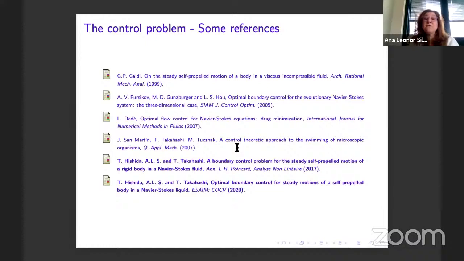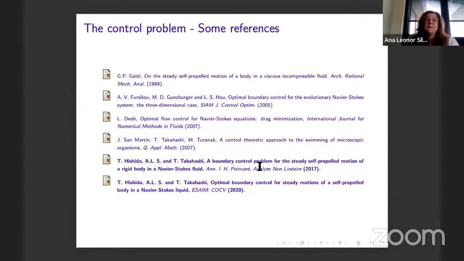Still about control, but with a somehow different approach, I would like to mention this paper of Imanuvilov, Takahashi, and Tucsnak. They somehow simplified the problem or reformulated the problem based on suitable assumptions as a Stokes problem, and this allowed them to make a very nice study of exact controllability of this system. What I am going to present in this talk is a joint work, as I said before, with Toshiaki Ishida and Takeo Takahashi.